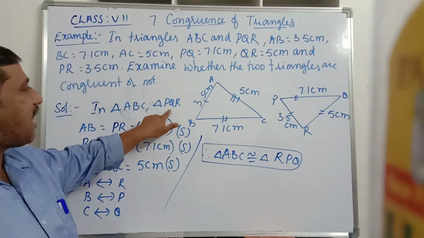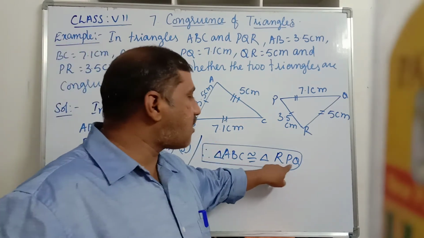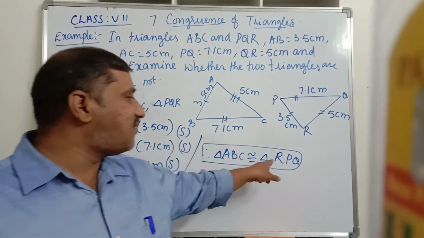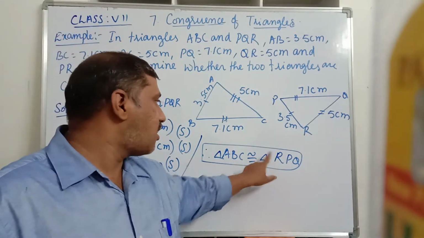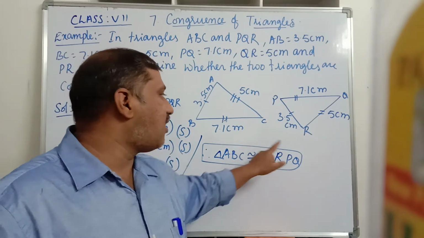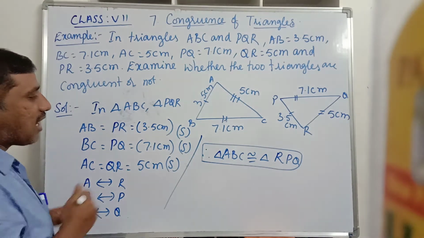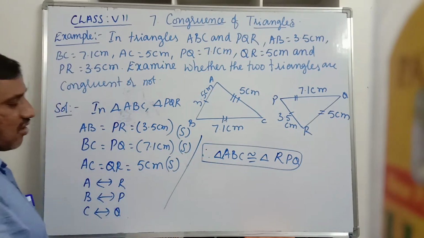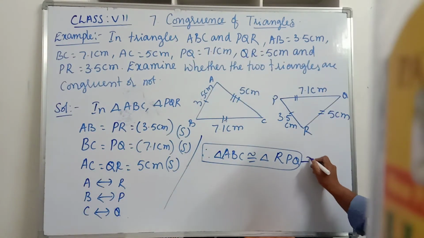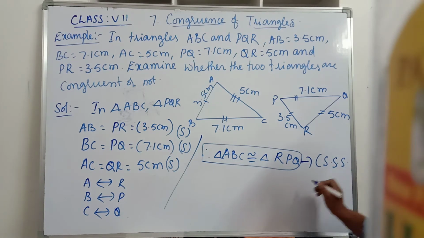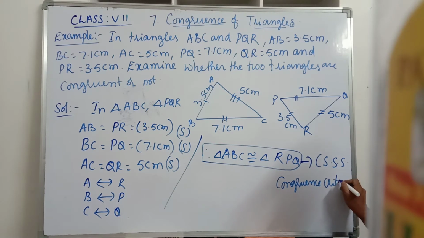See, as I told, we have taken triangle PQR but we got RPQ. So the order of the letters will give you the correspondence. That is, A will fall on R, B will fall on P, C will fall on Q. So under which congruency criterion are these two triangles congruent? That is side, side, side. The SSS congruence criterion. So like this we can prove whether two triangles are congruent or not.